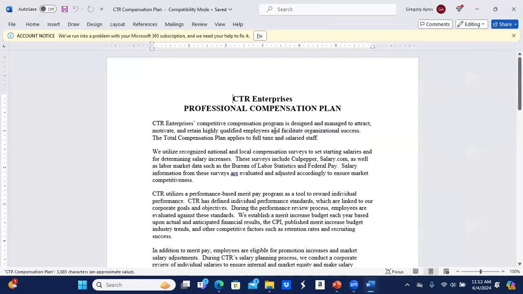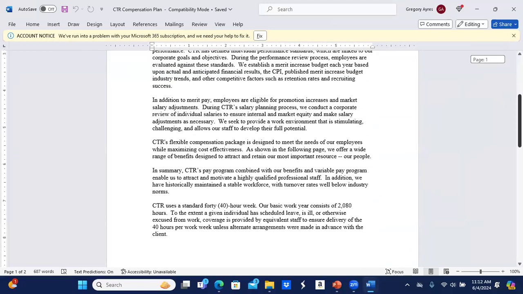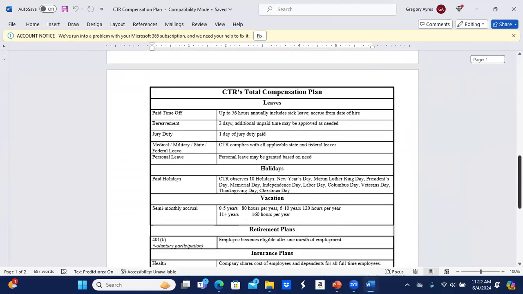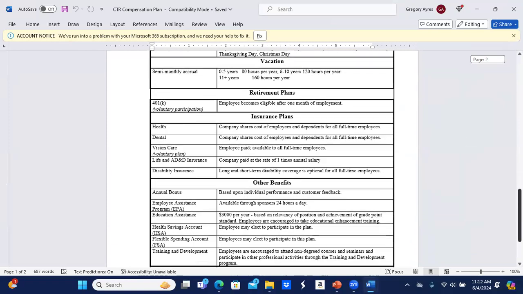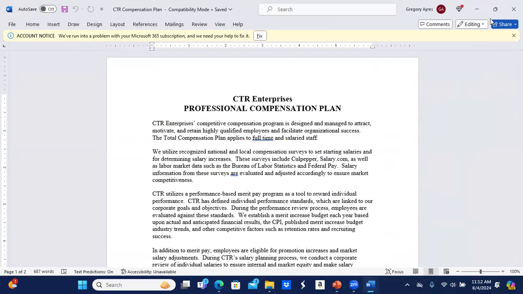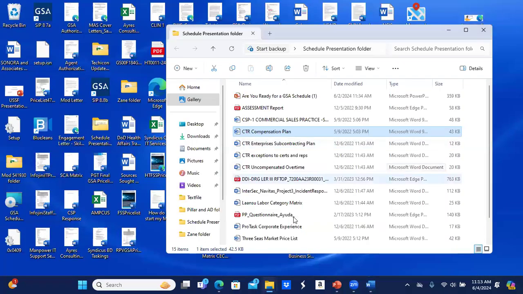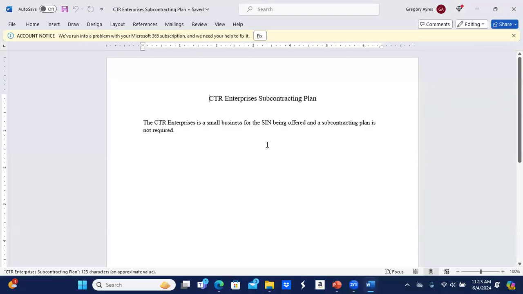This is a compensation plan. And you basically say how you do compensation, what's your work year, and basically what are your holidays, vacations, insurance plan, other benefits, and you spell all that out. If you're a small business, here's the subcontracting plan, and you basically say, hey, we're a small business, we don't have to have one.